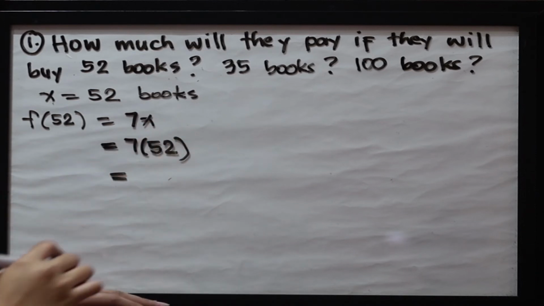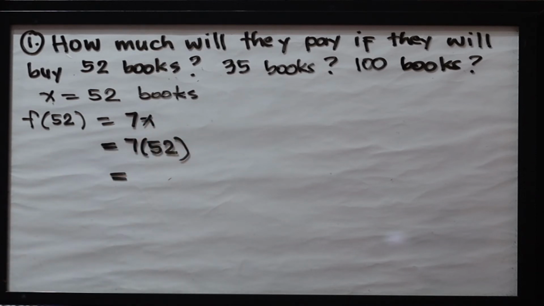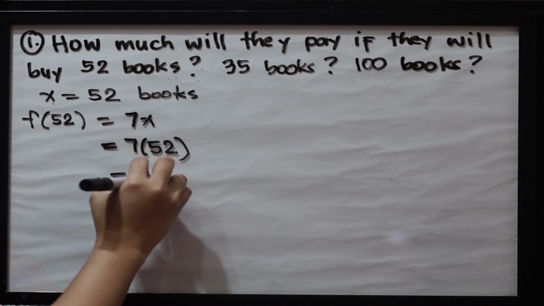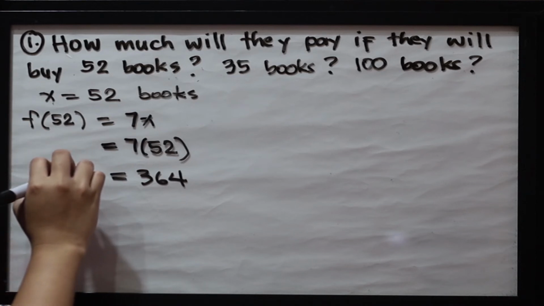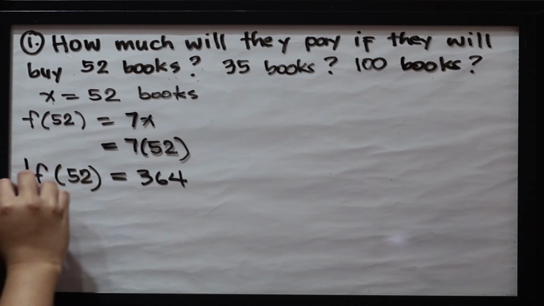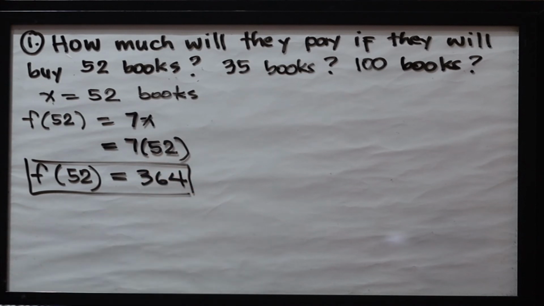So, you just multiply these two. You can use a calculator. 7 times 52, the answer is 364 pesos. So, they have to pay 364 pesos for 52 books.